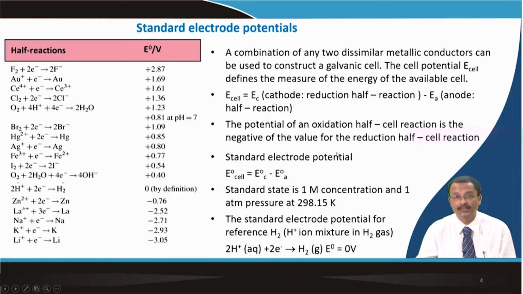So, under standard condition, the cell potential is the cathode standard potential minus the anode standard potential, and by standard I mean 1 molar concentration of the electrolyte and 1 atmospheric pressure, and temperature is typically 298 Kelvin. And the standard electrode potential for the reference, which is hydrogen in this case, is taken as 0, and this is the so called reduction reaction. So, that is taken as 0.